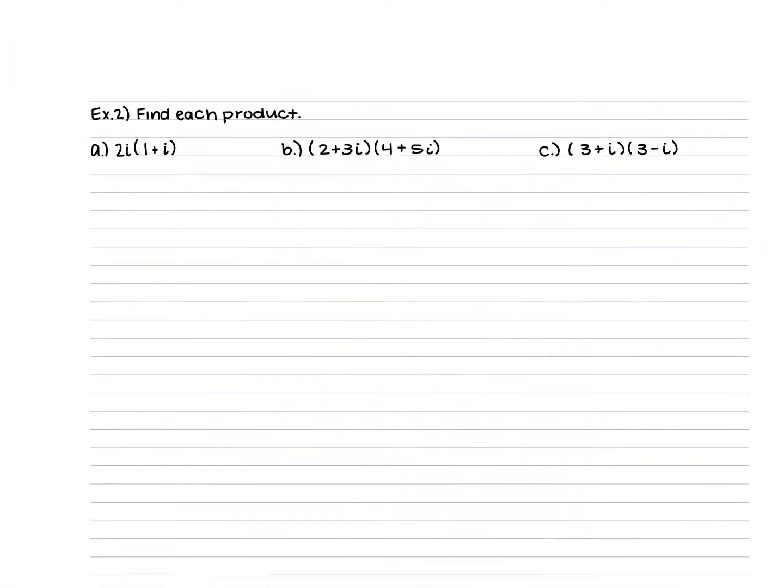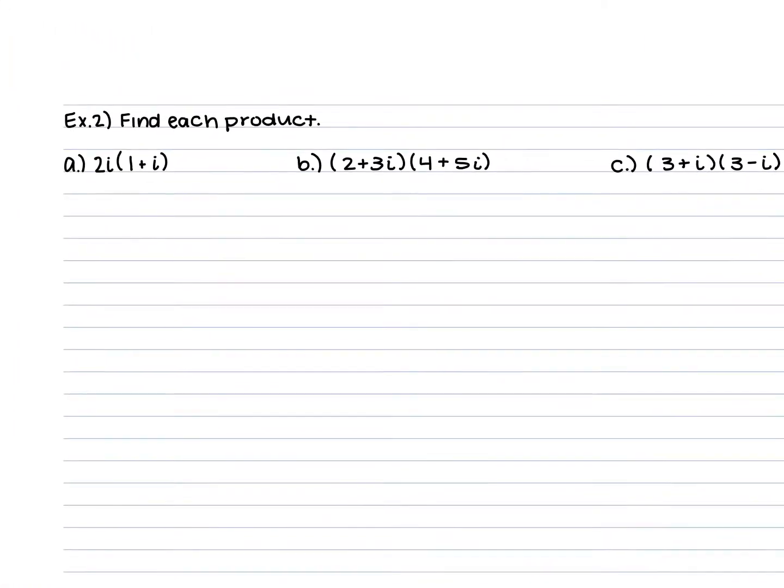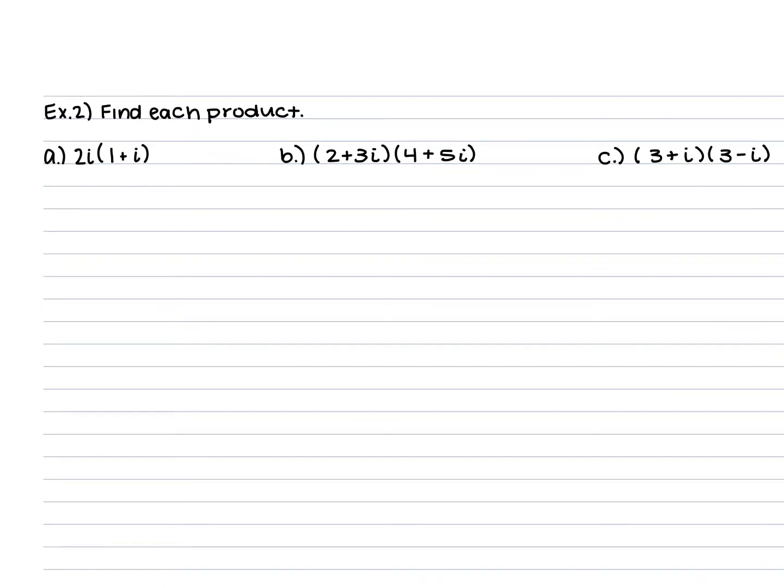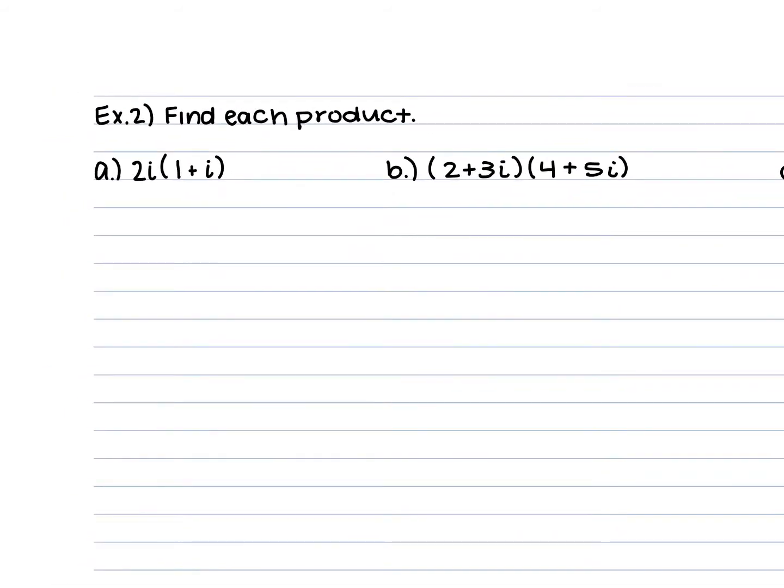For your next part of your lesson, we are just going to be finding the product of these complex number terms or expressions. For example 2a, we have 2i times (1 plus i). So we are going to distribute this 2i into the set of parentheses that we have there. So we're going to be doing 2i times 1 and 2i times i. 2i times 1 is just 2i. 2i times i is 2i squared.